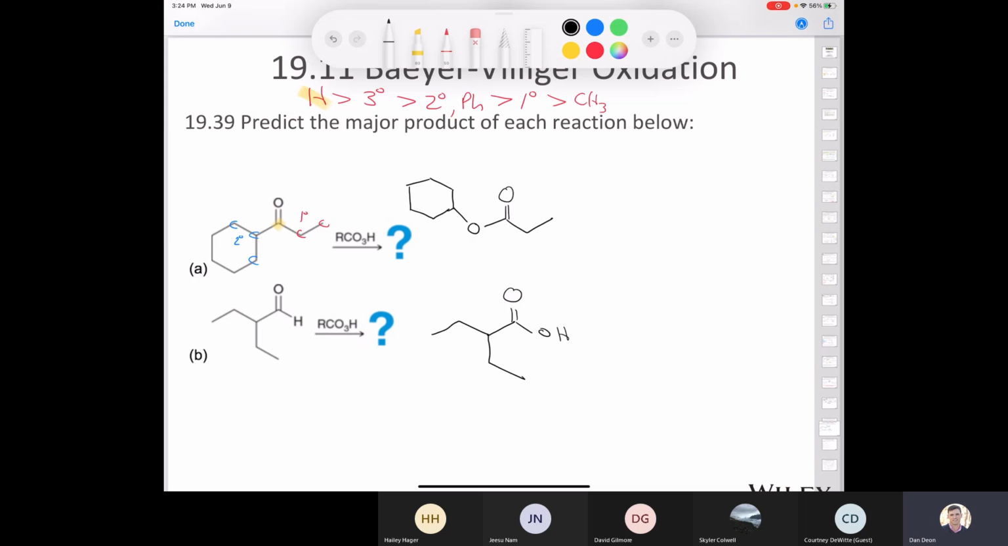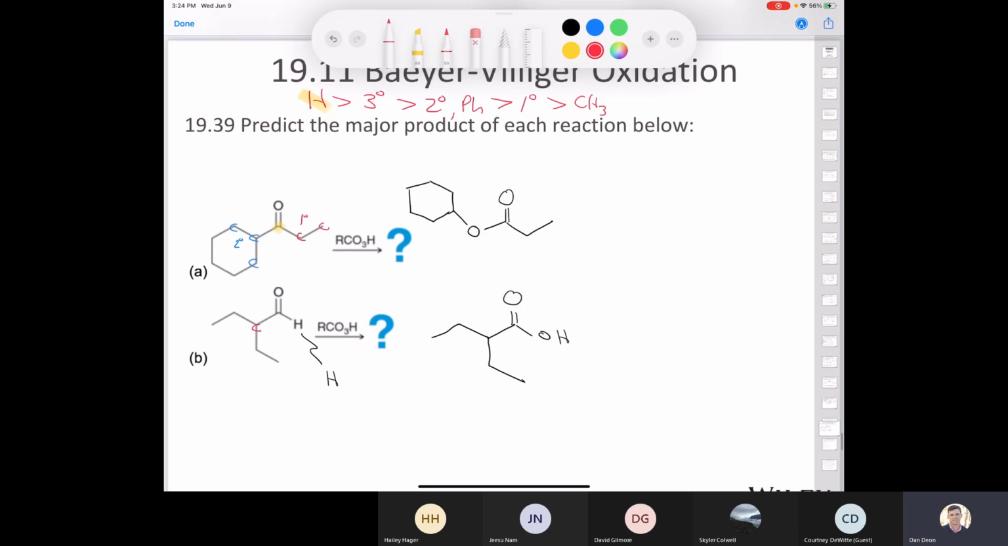Again, if you're wondering, how did you know? I used the migratory aptitude. Here we have a hydrogen, and on this side, this carbon is attached to 1, 2 carbon, so it's secondary. So hydrogen is going to win over a secondary, and then the secondary would win over a primary. And there you have it.